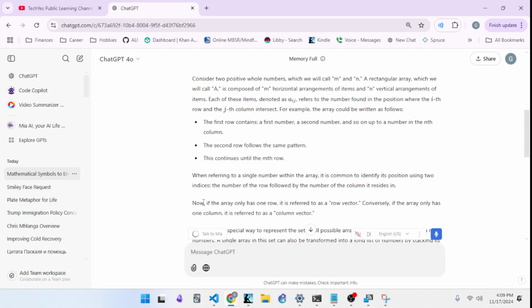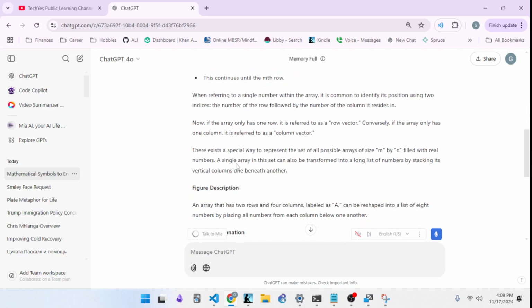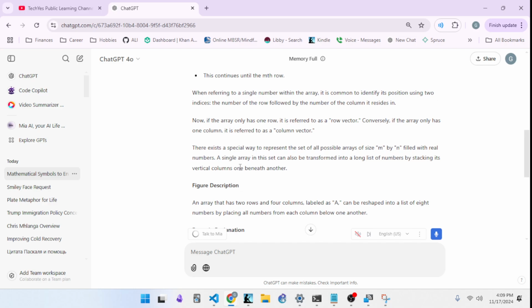Now, if the array only has one row, it is referred to as a row vector. Conversely, if the array only has one column, it is referred to as a column vector. There exists a special way to represent the set of all possible arrays of size m by n filled with real numbers. A single array in the set can also be transformed into a long list of numbers by stacking its vertical columns one beneath another.